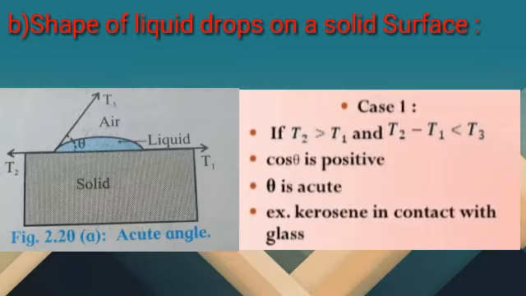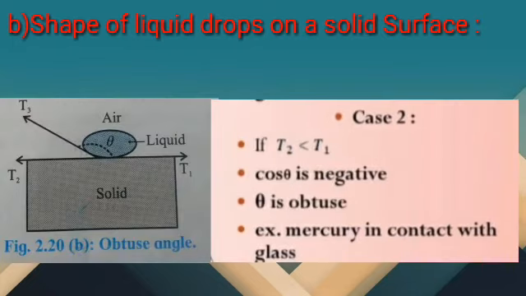From this equation, we get the following cases. Case 1: if T2 is greater than T1 and T2 minus T1 is less than T3, then cos theta is positive and the angle of contact theta is acute as shown in the figure. Case 2: if T2 is less than T1 and T1 minus T2 is less than T3, then cos theta is negative and the angle of contact theta is obtuse as shown in the figure. For example, mercury in contact with glass.